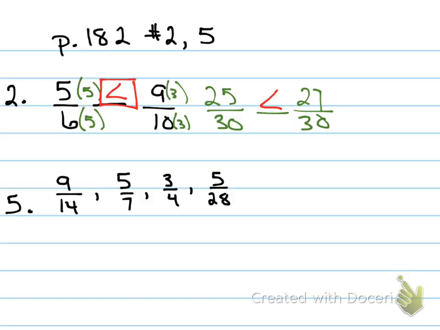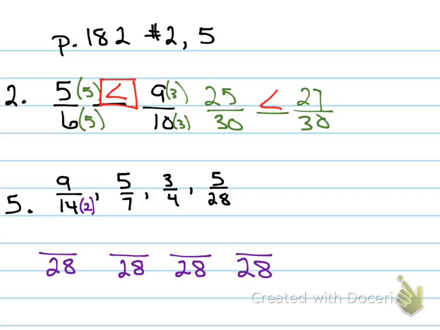Now on number 5, what is your LCD? 28 is your LCD. Now I've seen that some of you did 56. Technically, 56 is a common denominator and you can get to your answer and that is fine. However, it's not the LCD. The LCD is 28. Okay, so now 14 times 2 is 28, so 9 times 2 is 18.